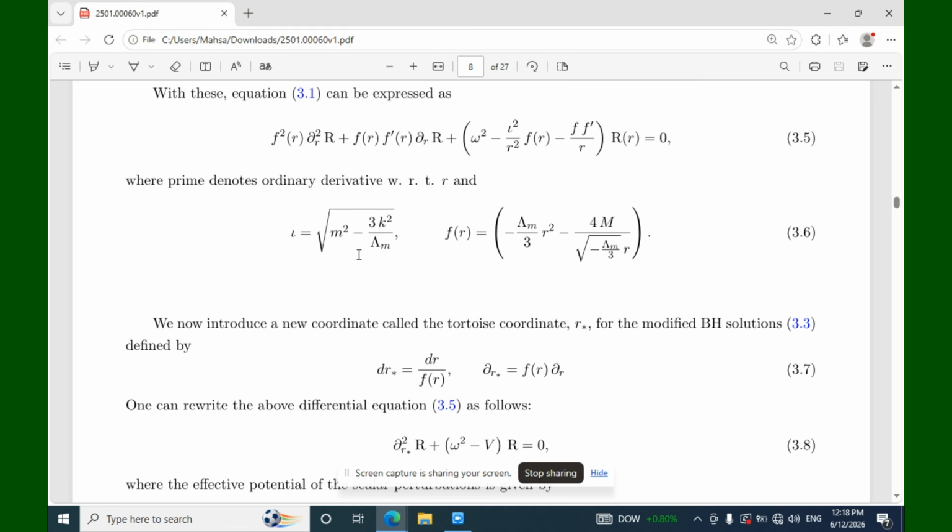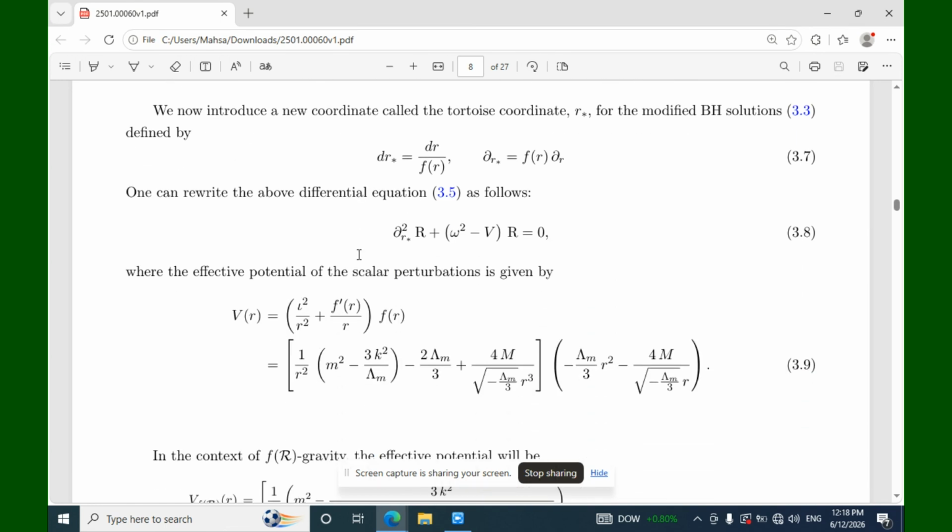We now introduce a new coordinate called the tortoise coordinate r star for the modified black hole solutions, defined by dr star is equal to dr divided by f(r). And also we have the derivative with respect to r star is equal to f(r) times the derivative with respect to r.